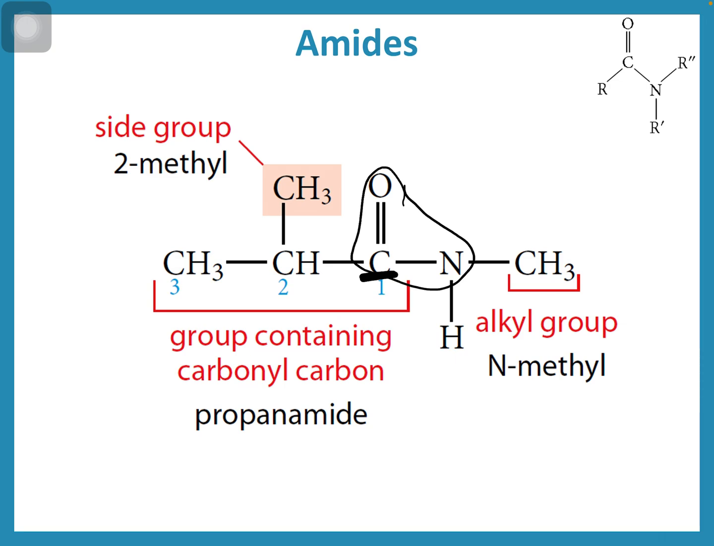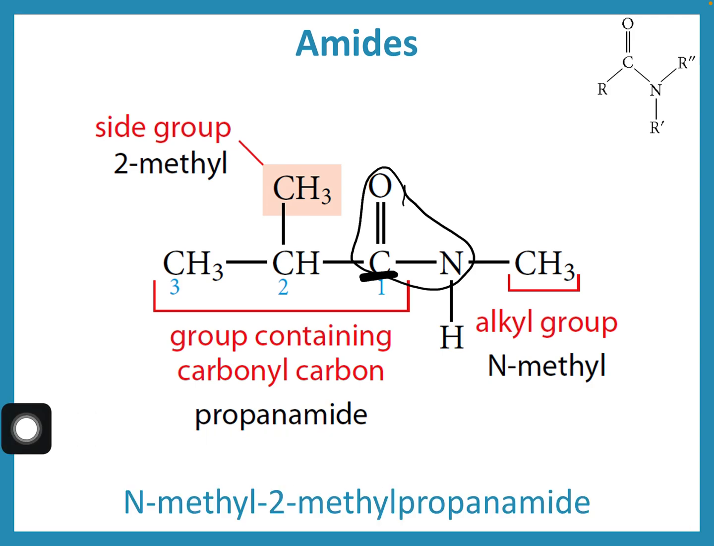So we're going to start with the group attached to the nitrogen, so N-methyl, and then side groups off the main chain, so 2-methyl, and then propanamide. So N-methyl, 2-methyl, propanamide.